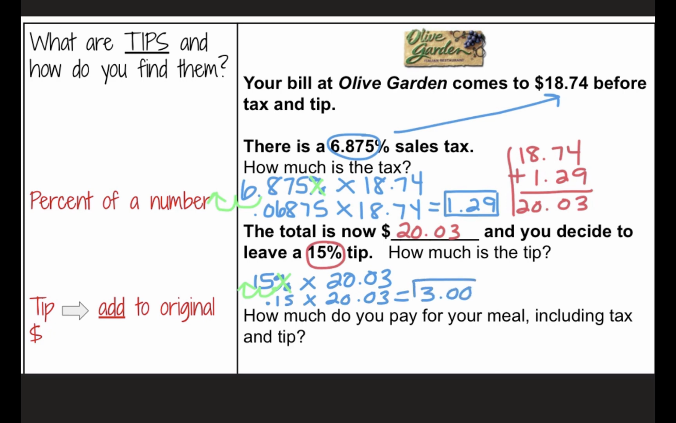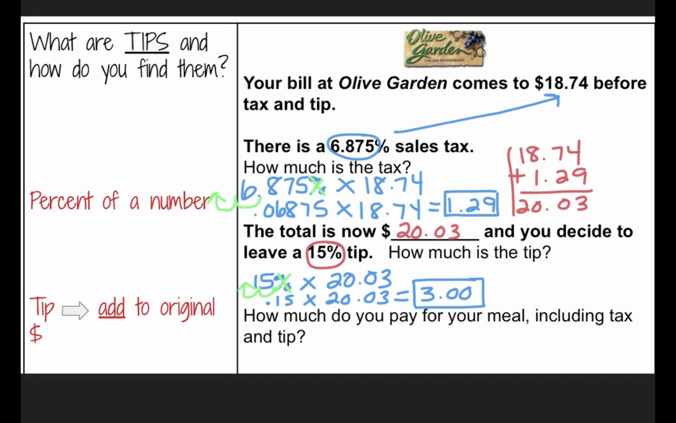Is this the answer to my final question? No, because if I go down here, it says, how much do you pay for the meal, including tax and tip? So what am I going to do? Well, I already have a value that includes tax. I just need to take this value and make sure I include tip.